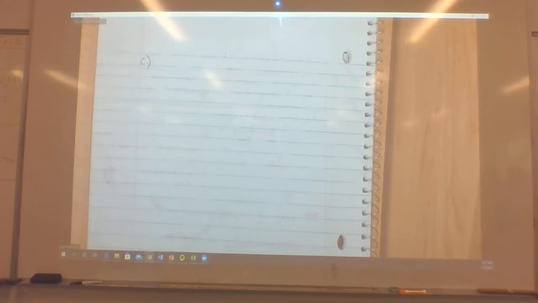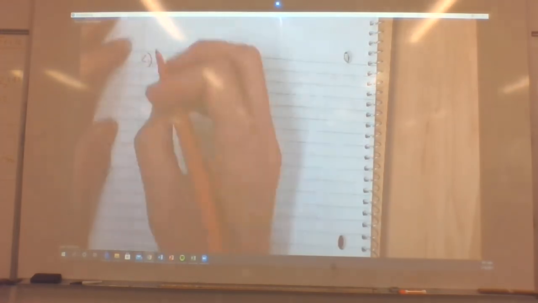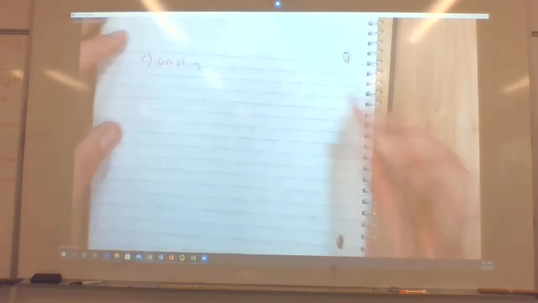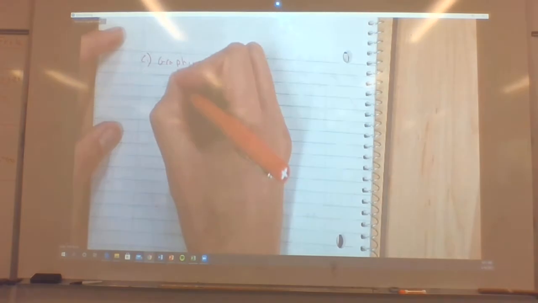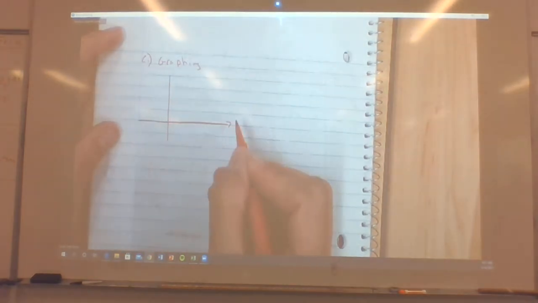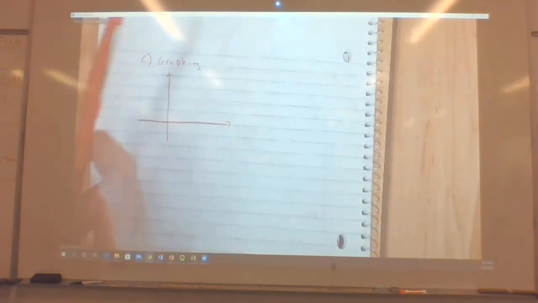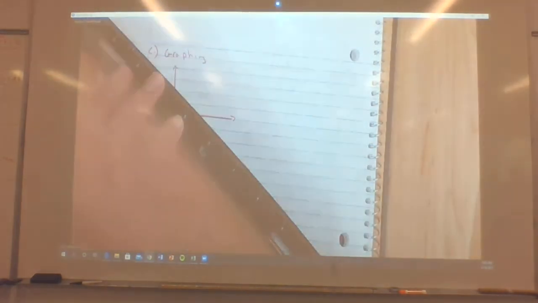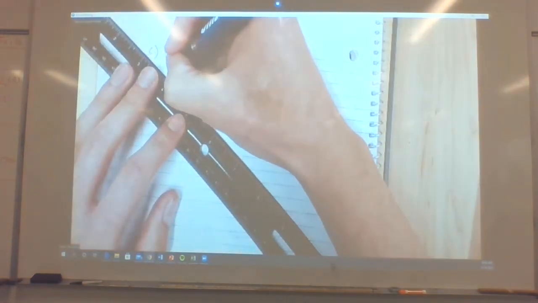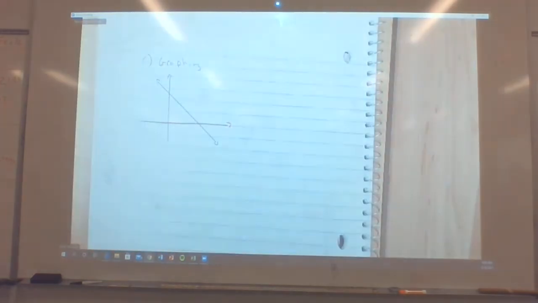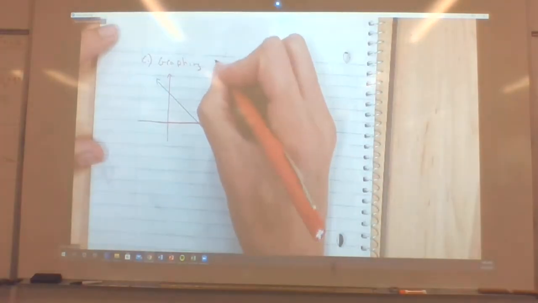Simple graph here. So graphing. You don't have to have a straight line, but it doesn't really matter. Graphing intercepts.